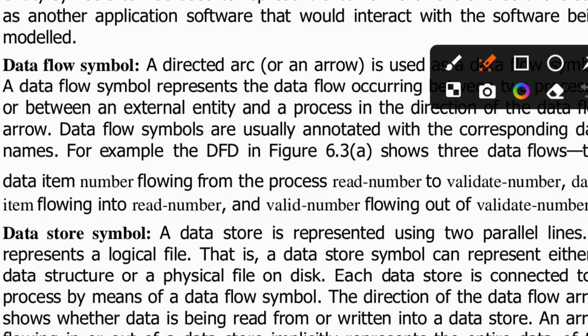So data store symbol. A data store is represented using two parallel lines. It represents a logical file. That is, a data store symbol can represent either a data structure or a physical file on disk. Each data store is connected to a process by means of a data flow symbol. The direction of the data flow arrow shows whether data is being read from or written into a data store.